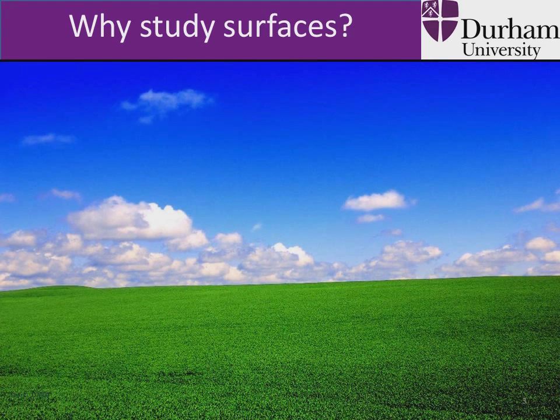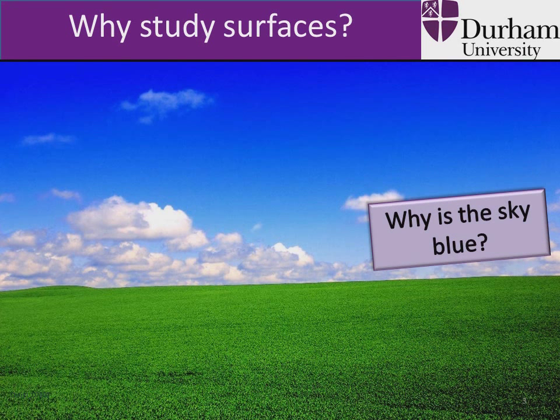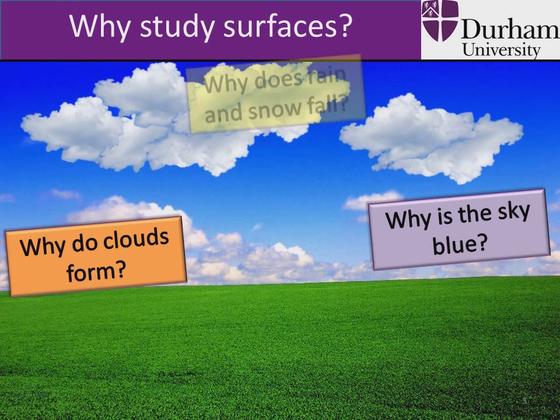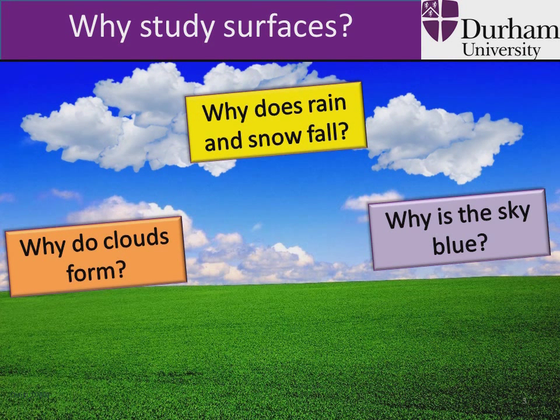Outdoors, from the ground to the sky, there are examples of surface science in action. It governs why the sky is blue, why and how clouds form, and why rain and snow falls.